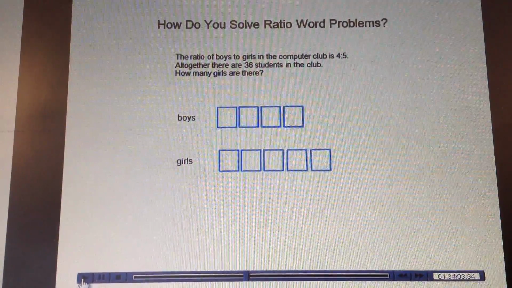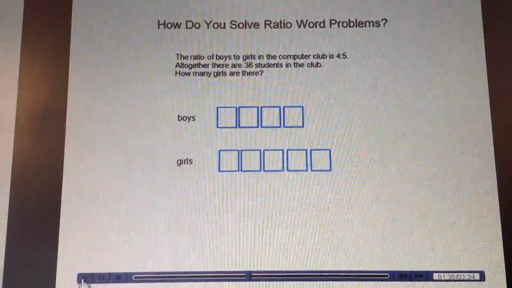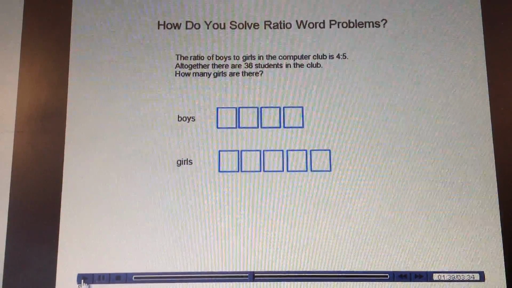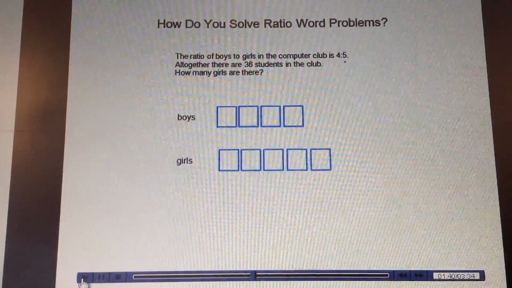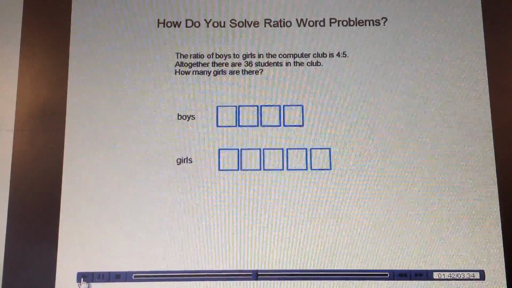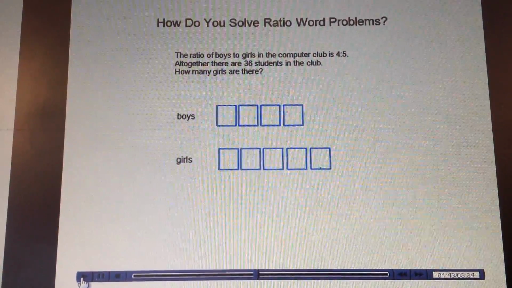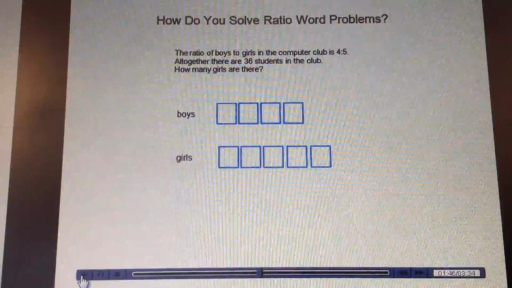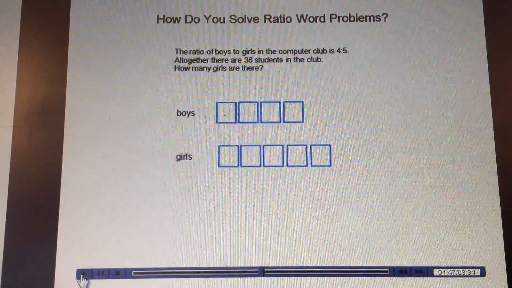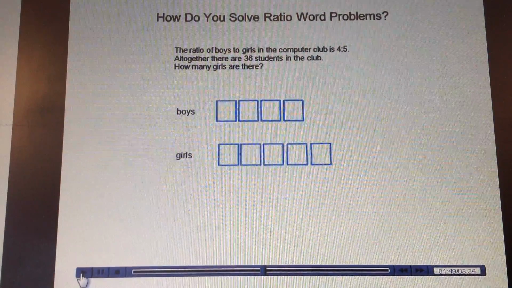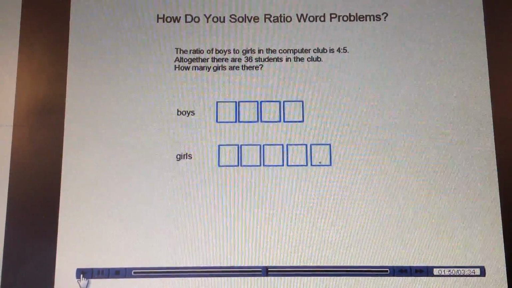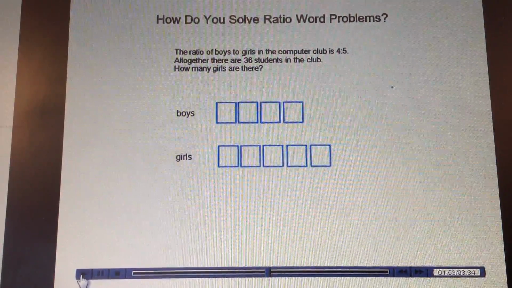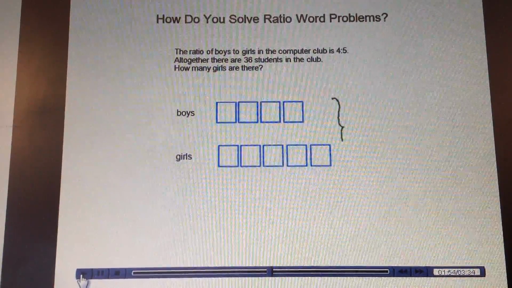The ratio of boys to girls in the computer club is 4 to 5. Altogether, there are 36 students in the club. How many girls are there? To model the ratio 4 to 5, I drew 4 boxes for the boys and 5 boxes for the girls. Now we're told that altogether there are 36 students in the club. So the 4 boxes that represent the boys and the 5 boxes that represent the girls together would be all of the students in the club. And we know that that amount is 36.